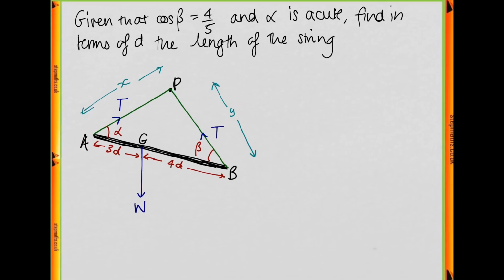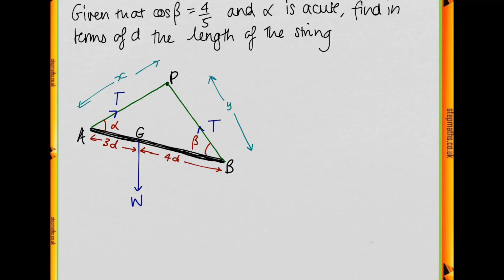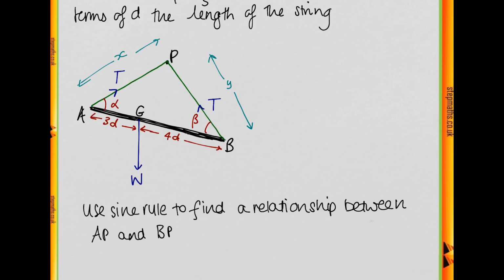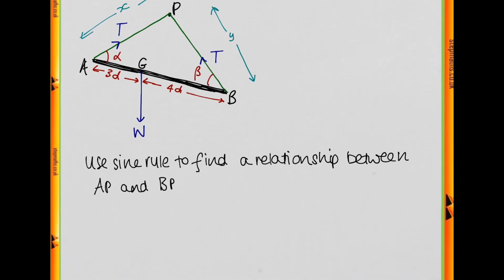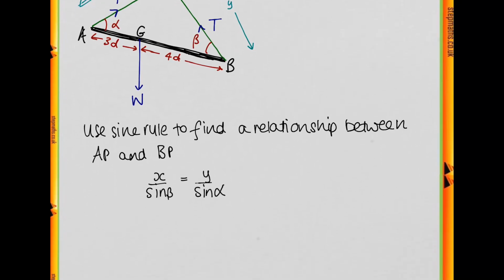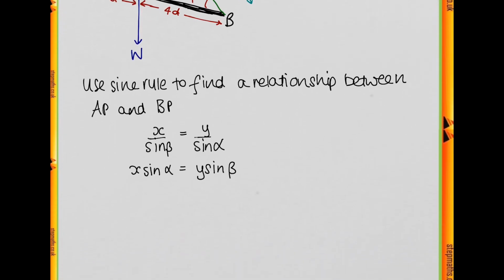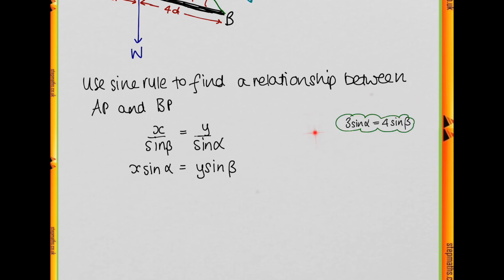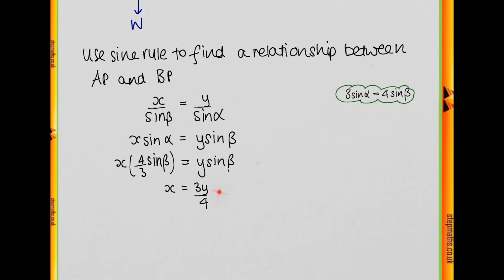So it might be a good idea to use sine rule, and we can find a relationship between these two sides. So using sine rule to find a relationship between AP and BP, we get x over sine beta equals y over sine alpha. So x sine alpha equals y sine beta. And we know from before that 3 sine alpha equals 4 sine beta. So subbing this in, we get x times 4/3 sine beta equals y sine beta. So x equals 3y over 4 as our relationship between x and y. And this will make the next part of the question easier to deal with.